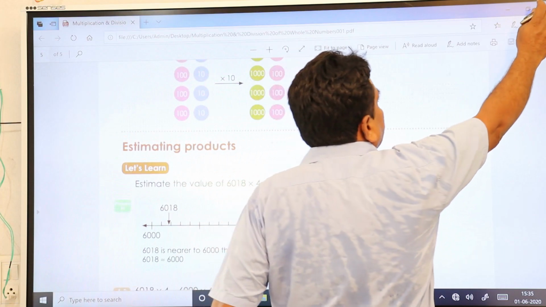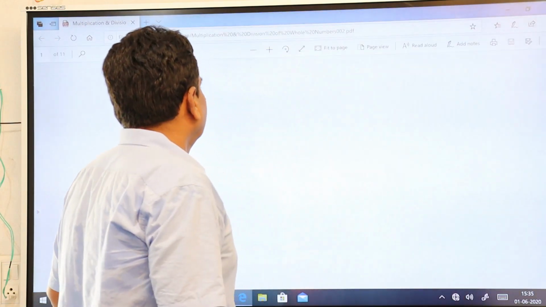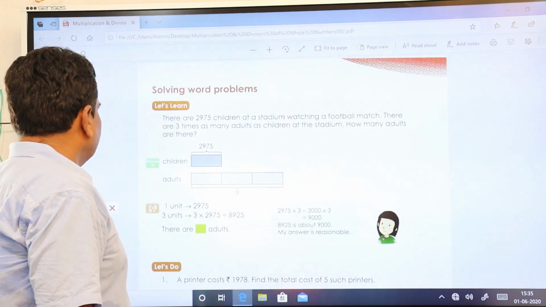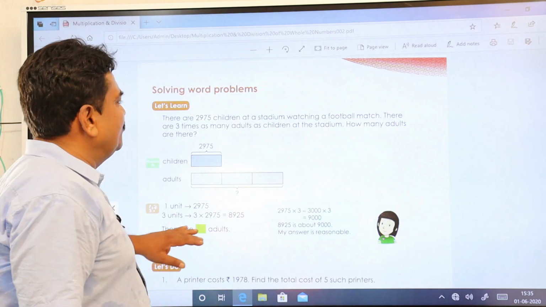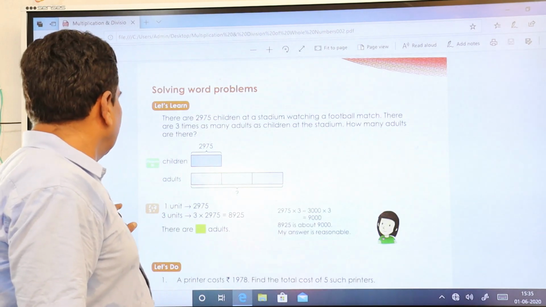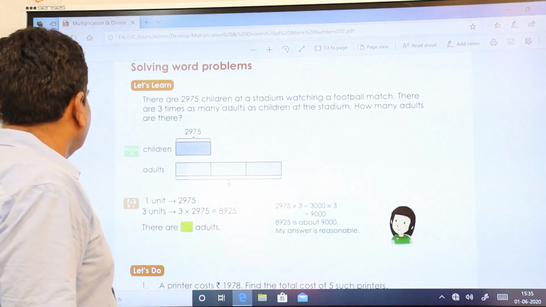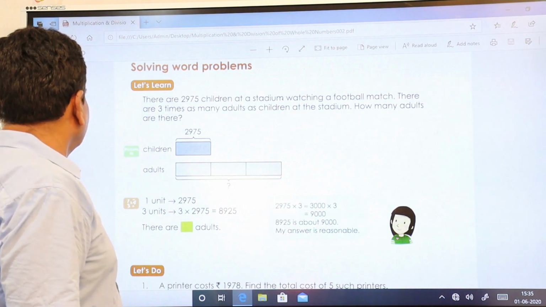I'll just close this, and then we'll go to solving the problems. This is nothing but an estimation. It is very easy. Let's see. Solving word problems here.